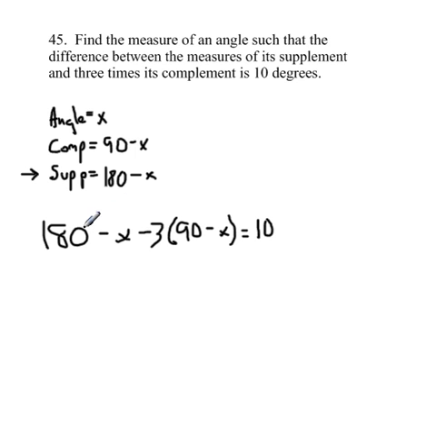So the difference between the measures of its supplement, so here's the supplement part, and 3 times its complement, so 3 times the complement, the 90 minus x here, is 10. So there's our setup.